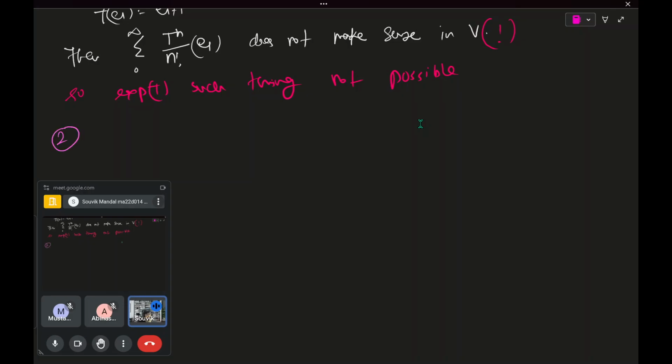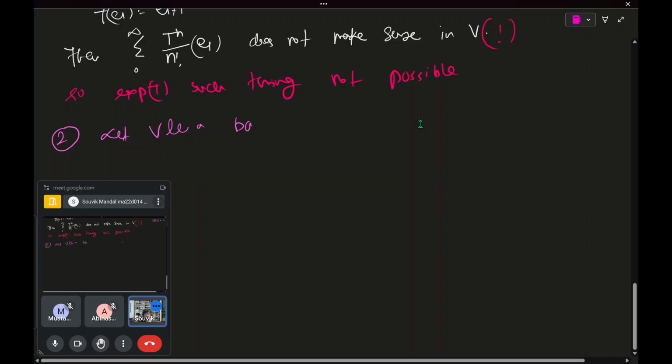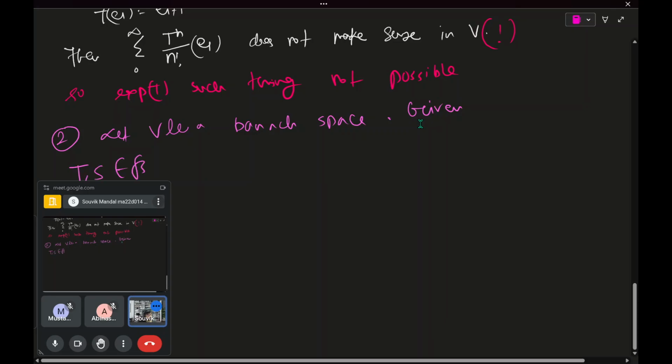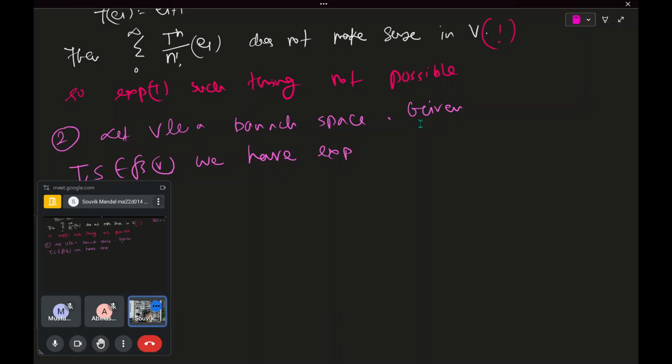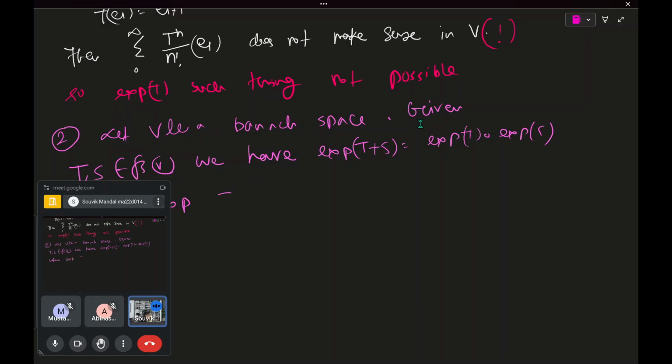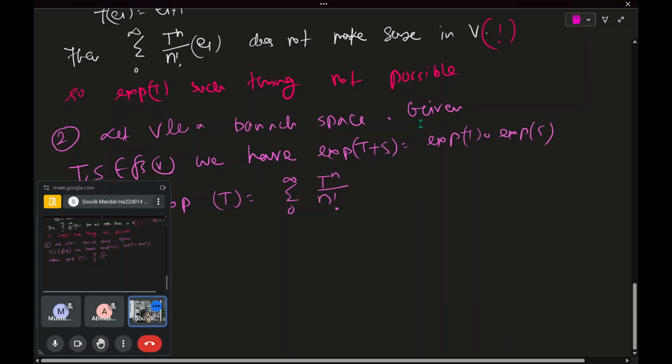So now the question is: let V be a Banach space. Then given T, S belonging to B(V), the bounded operators, we have exp(T+S) = exp(T) composed with exp(S), where exp(T) is the sum over n of T^n by n factorial. So tell me how to solve it.